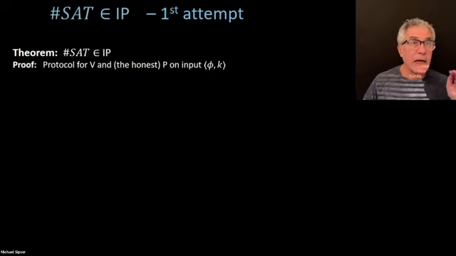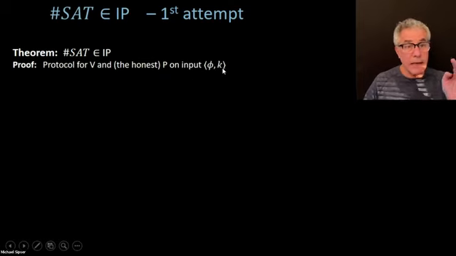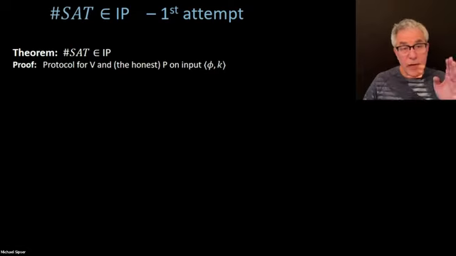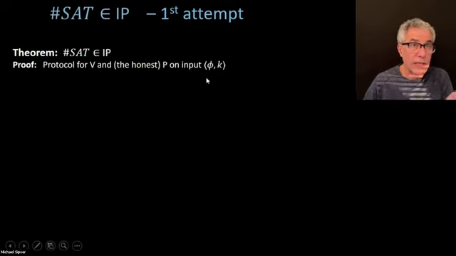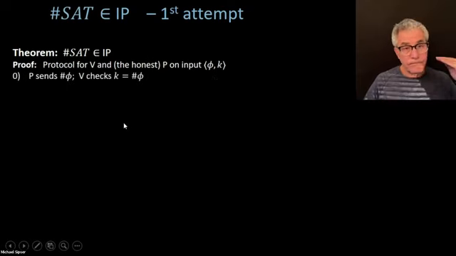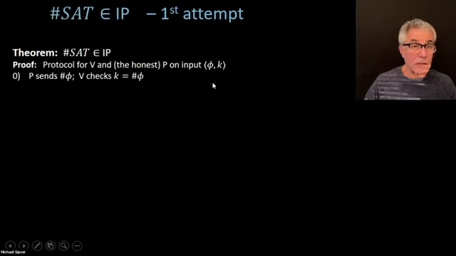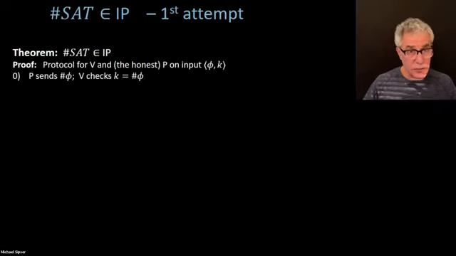The input is a formula and a number, where that number is supposed to be the number of satisfying assignments. You know, it could be wrong, in which case we're not in the language. But if it's right, you're in the language. So the prover is supposed to convince the verifier that it's correct if it is correct, and it's going to fail no matter what it tries to do if it's not correct.